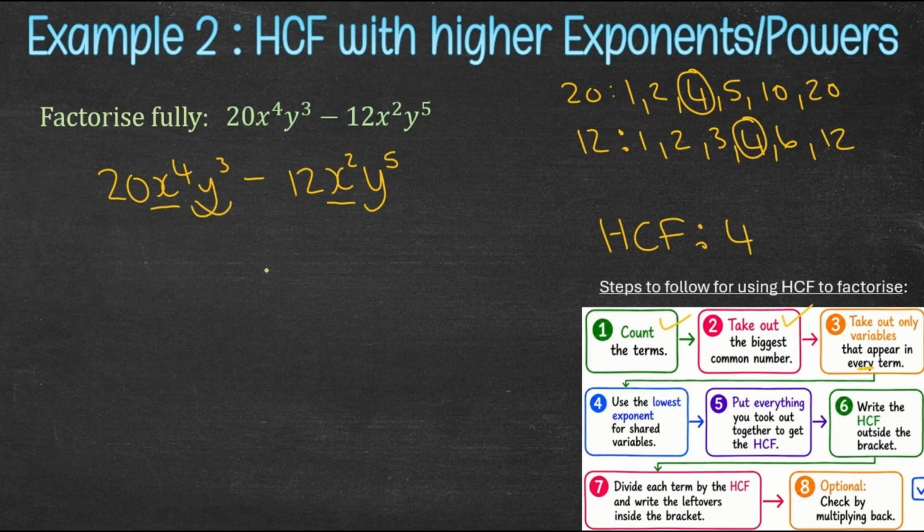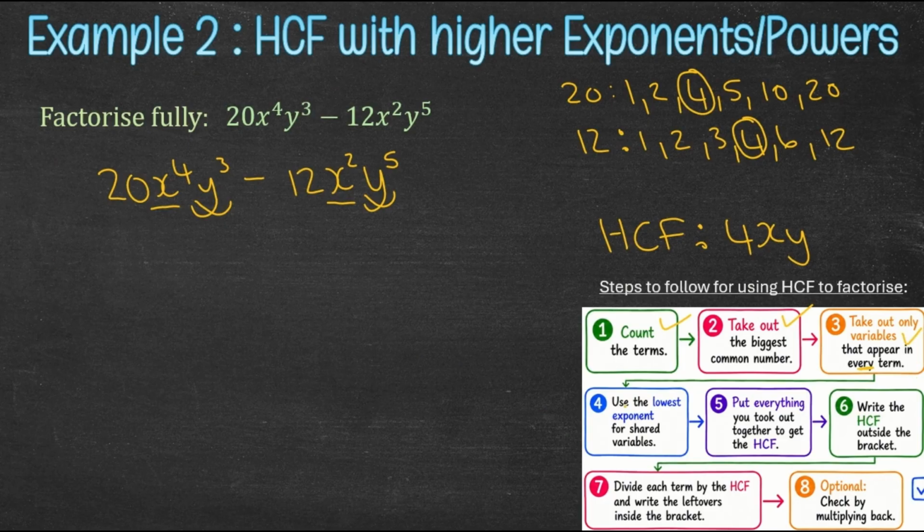I've got a y in this term, and I've got a y in this term. So that means I can write x and I can write a y as part of my HCF, or my highest common factor, because the x and the y appear in both the terms of this expression. So step 3 is done.